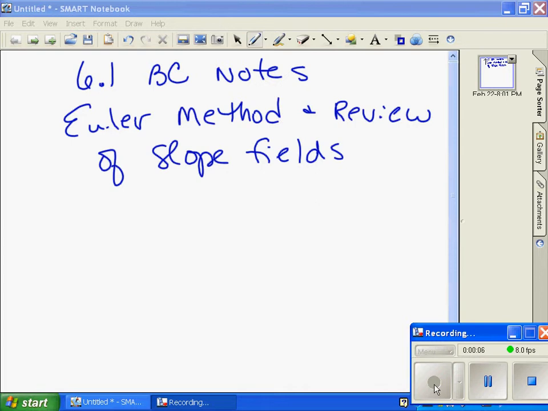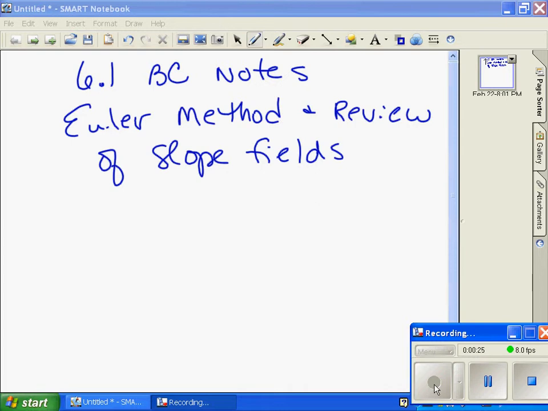We're going to be talking about Euler's method, for maybe finding a particular solution to a differential equation, and reviewing a little bit on slope fields. So you should have your notes in front of you. First of all, Euler's method is just a numerical approach to approximate the particular solution of a differential equation.